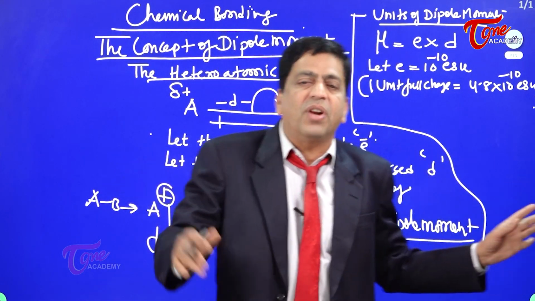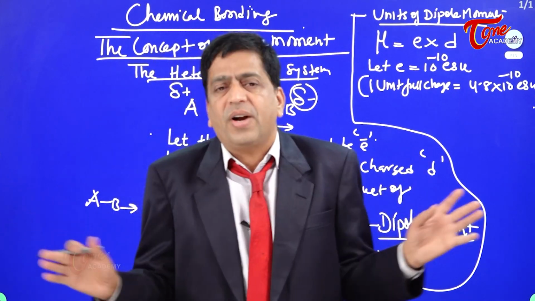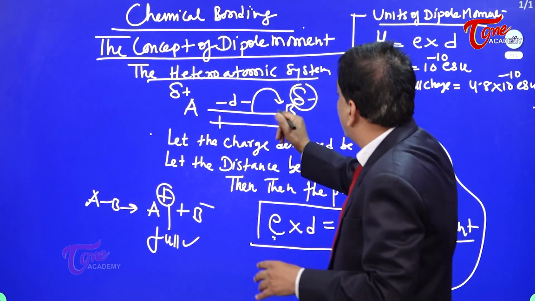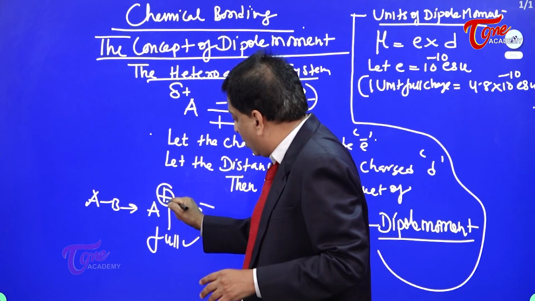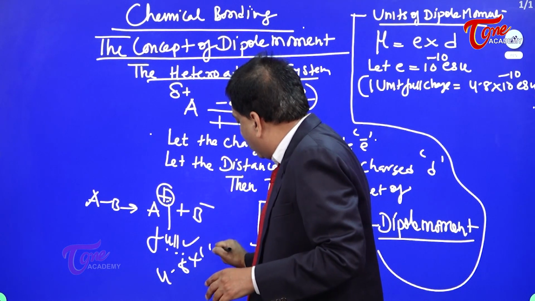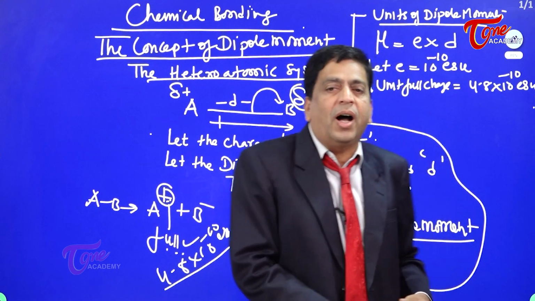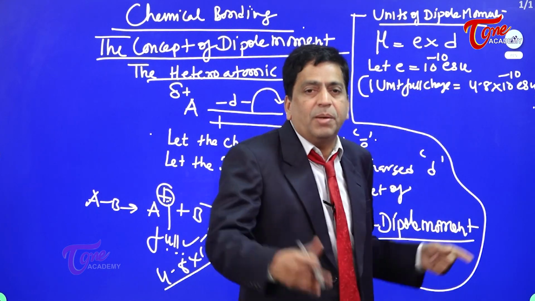It is only a shift of electrons from this charge to that charge. So the E will always remain fractional, a fraction of the total charge. If at all it were ionic, this is the full charge, and the full charge value is 4.8 into 10 power minus 10 ESU. And I assumed that E be 10 power minus 10 ESU.